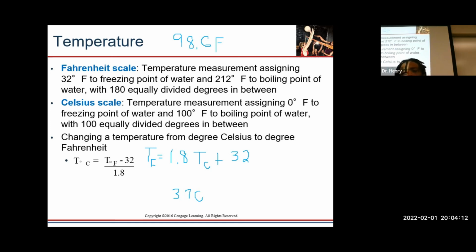Okay. Absolute zero. What is absolute zero again? Say it again. Okay, so no movement. It's the point of no movement. How do we calculate what is the absolute zero scale? Kelvin.